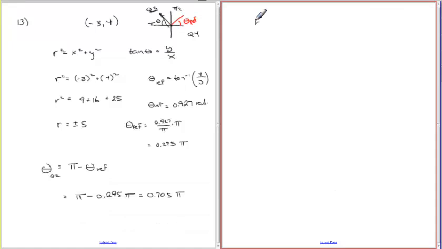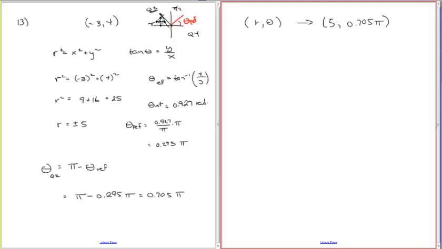So our first r theta combination is going to be, well, the radius is going to be plus 5, which is going from the origin outwards in the same direction as the angle. And the angle is going to be 0.705 pi. That's the first one.